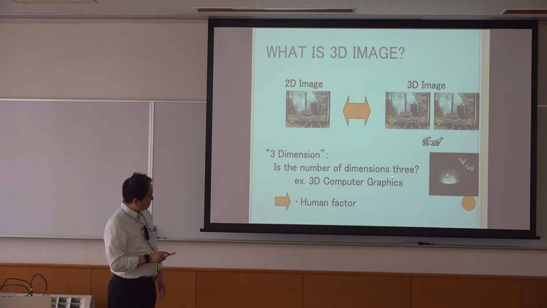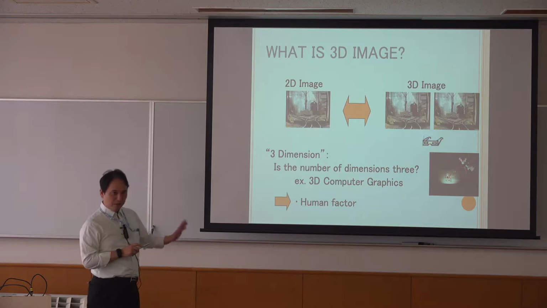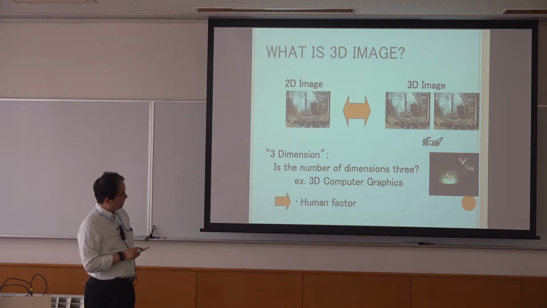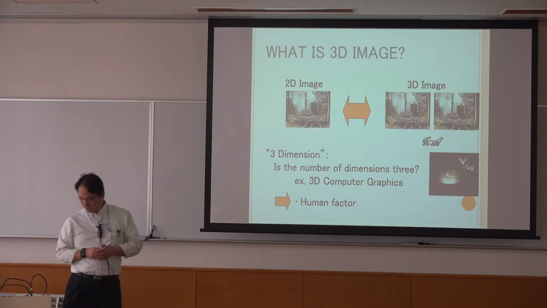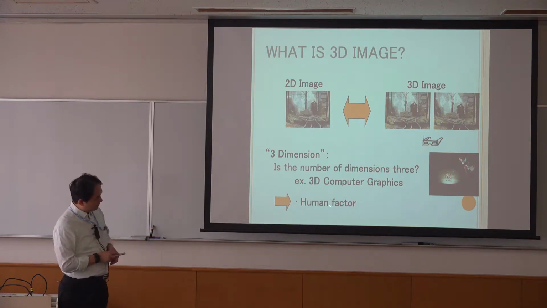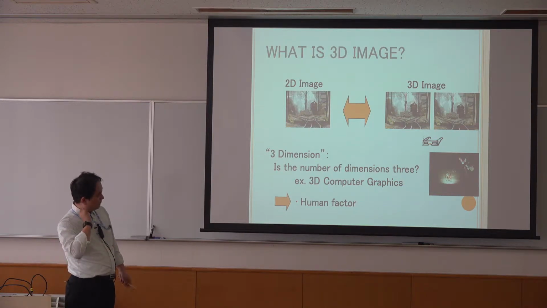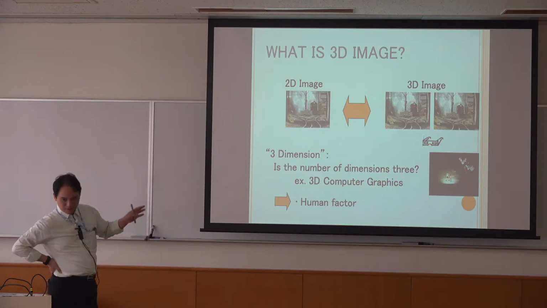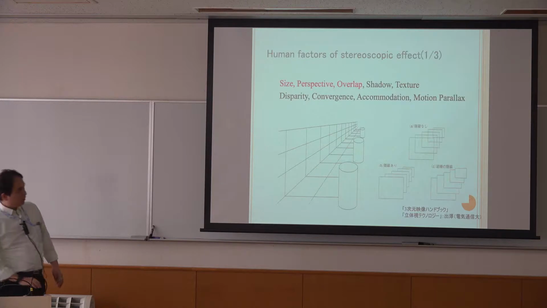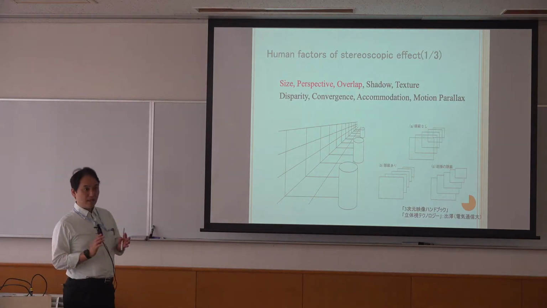The number of dimensions is 3. For example, 3D computer graphics, like this, is called 3D, but you have only a 2D display. Your display is not 3D. So what is 3D? This is a question. And you have to remember these human factors. I'll describe them. What are the human factors for 3D perception?